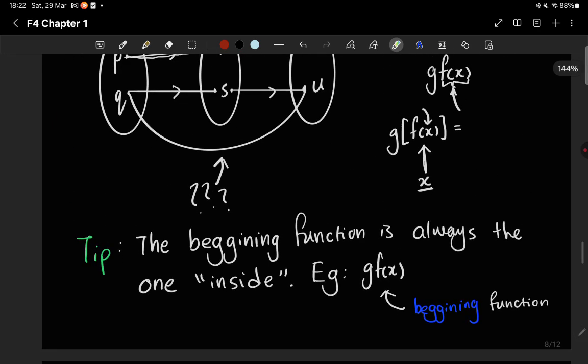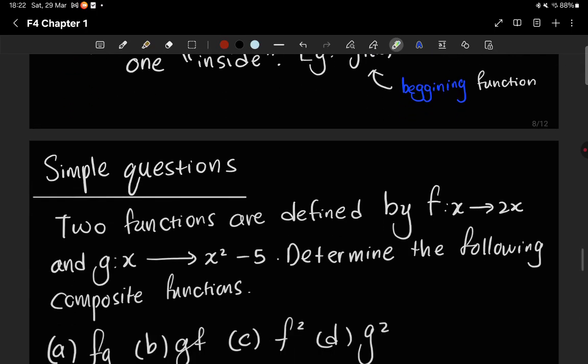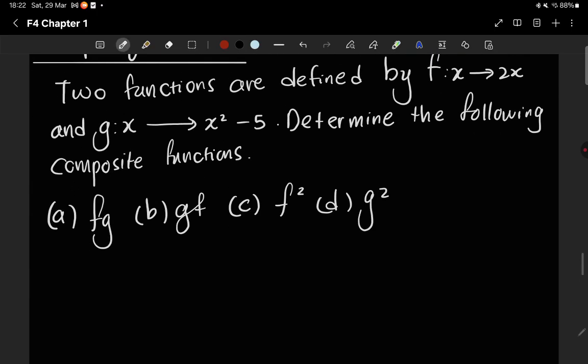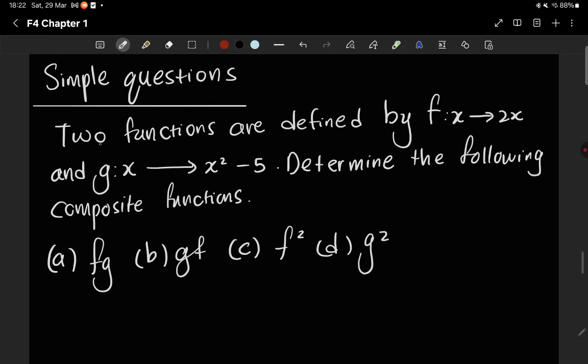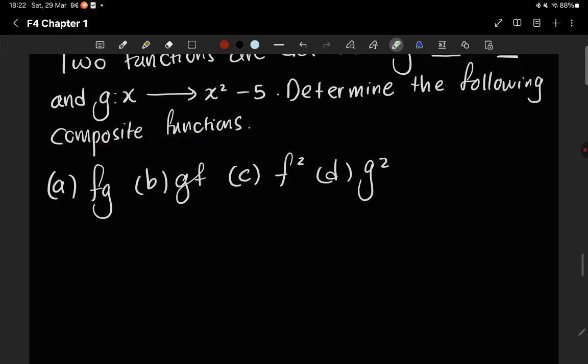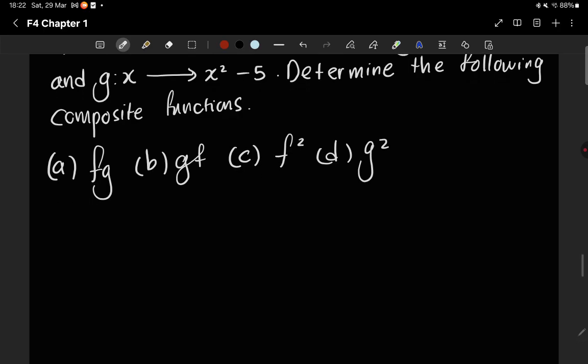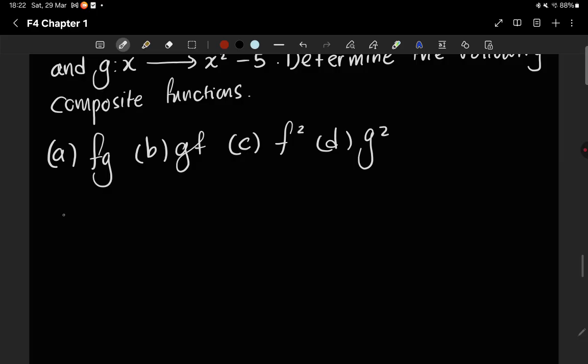Okay, alright, so let's jump into some simple questions to help us understand even better. Two functions are defined by f of x equals 2x, and g of x equals x squared minus 5. Determine the following composite functions. We are asked to find fg, gf, f squared, and g squared. Maybe you could try to solve this yourself and pause the video, or you could just watch how I do it.